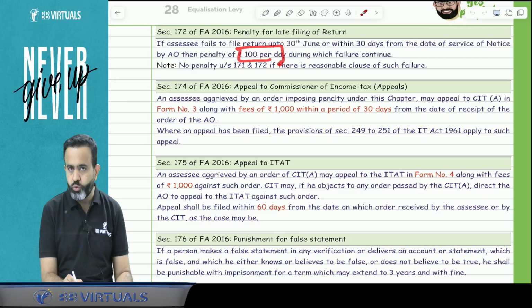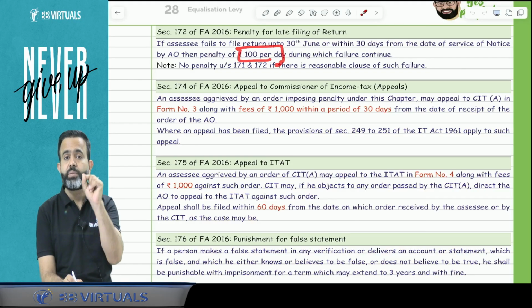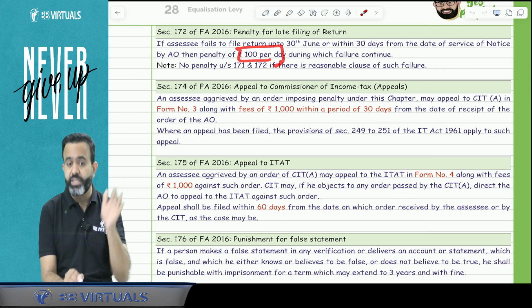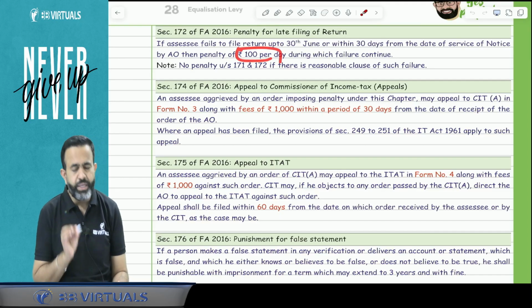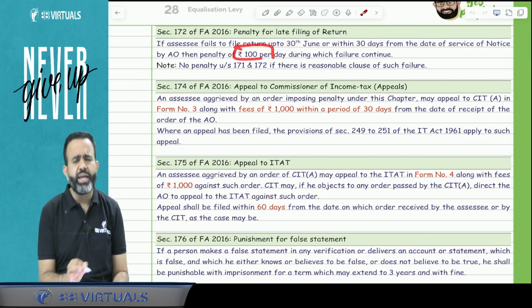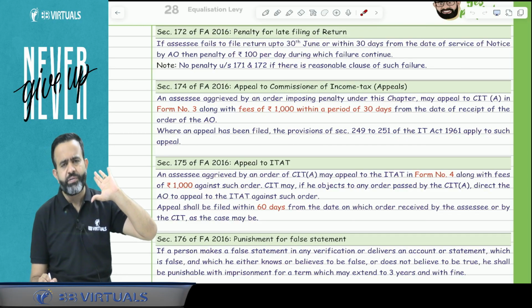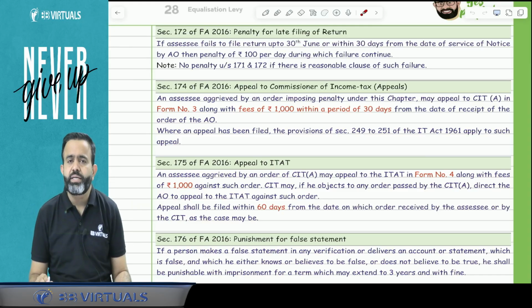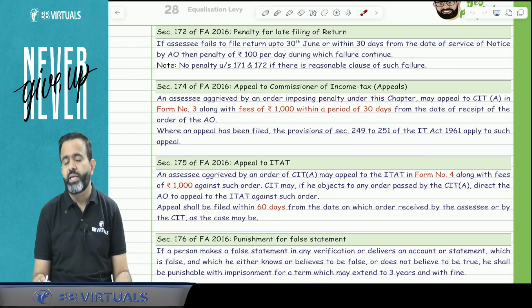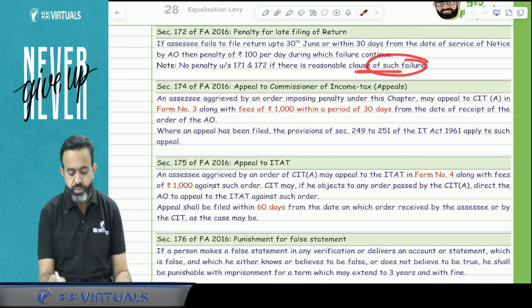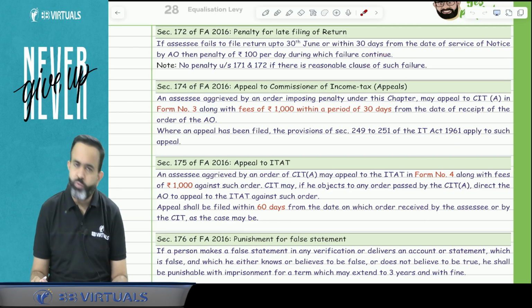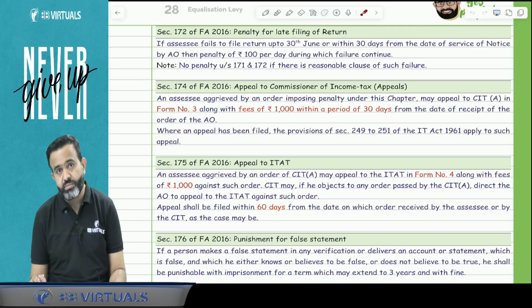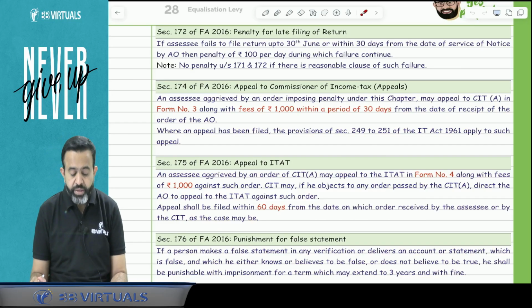So after 30th June, or suppose, for example, the income tax officer asks you to file the equalization levy return and you have not filed within the 30 days, then there will be a 100 rupees penalty per day. But guys, this particular penalty and the 171 penalty we have discussed, these two penalties can be avoided, or I can say you can get immunity from the penalty if there is a reasonable cause for such failure.